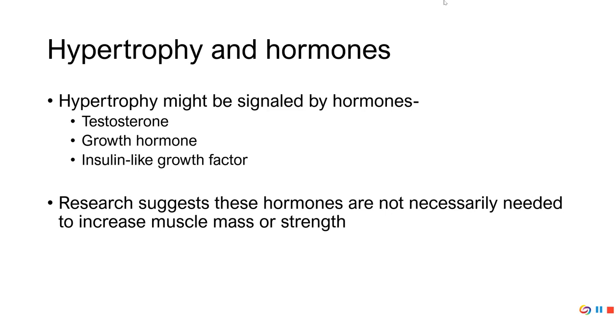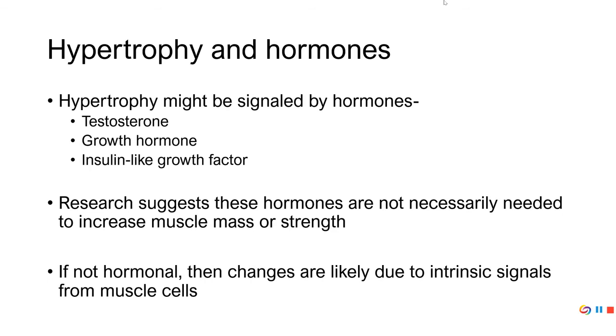But the research is a little mixed, a little unclear, but it doesn't appear that these hormones are super important in increasing muscle mass or strength. So if that's the case, then what's actually causing the muscle fibers to get bigger? If it's not a hormone, they think that there are signals coming from the muscle fiber itself, which to me makes sense. If I'm breaking down or using or stressing the muscle fiber, it's going to have some sort of response that says, hey, we need to do better. We need to get bigger, faster, stronger, that sort of thing.